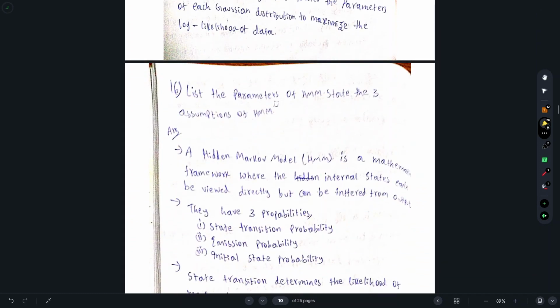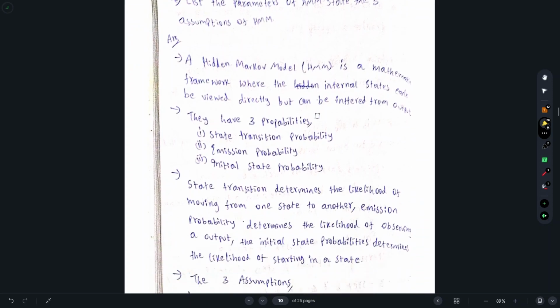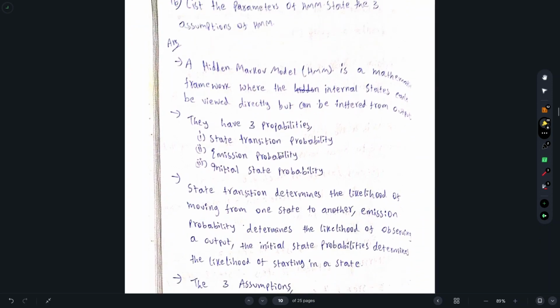List the parameters of HMM, and state the three assumptions of HMM. HMM has three probabilities: state transition probability, emission probability, and initial state probability. State transition probability is the way in which it moves from one state to another, the guessing of the next state. Emission probability determines the likelihood of observing an output, so it tries to guess the probability of what output it may generate. Initial state probability determines the likelihood of starting in a state, so it checks whether the starting state of the model is right or not.